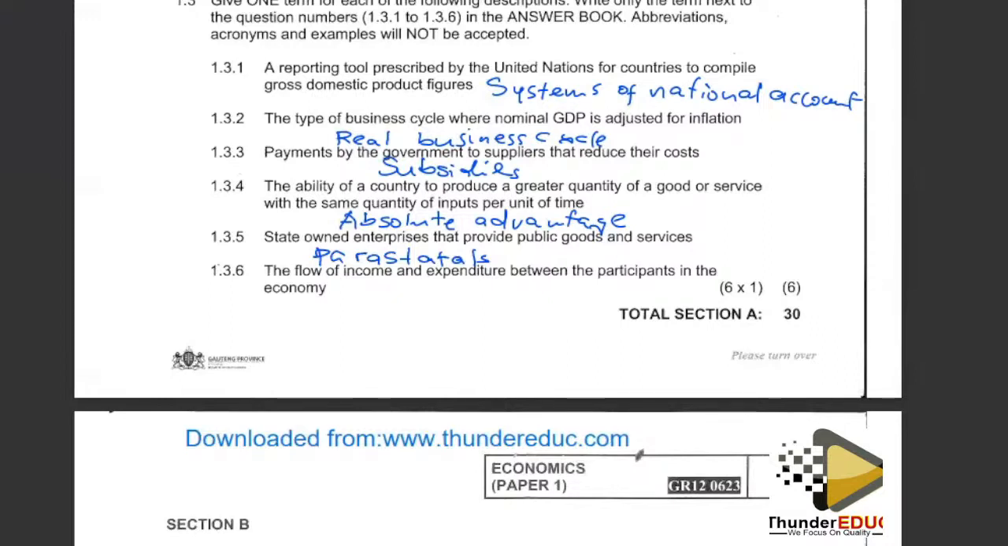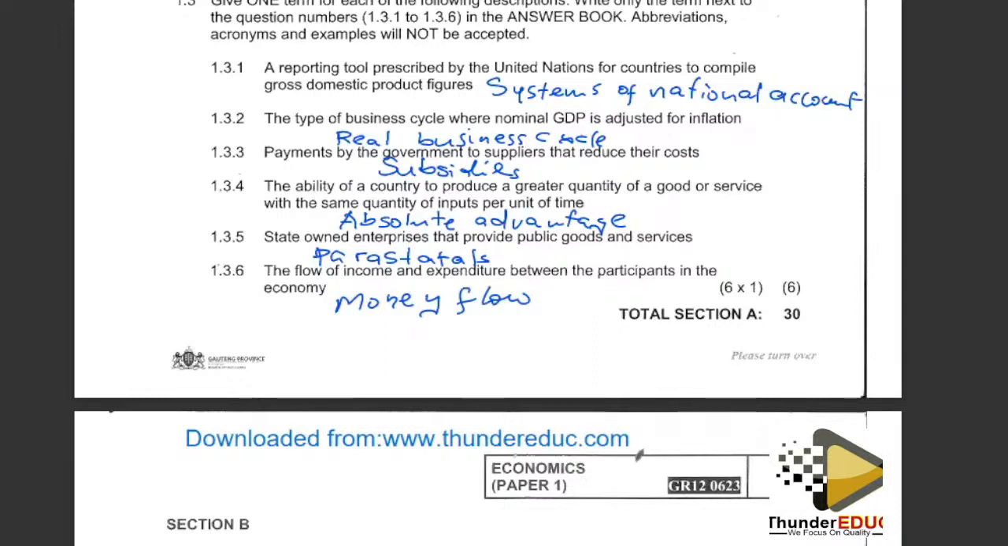And we also have what we call money flow. In money flow, we check the flow of income as well as the flow of expenditure or expenses. So the appropriate answer for this question is going to be money flow. And remember, grade 12s, this money flow takes the inside whenever you are drawing your circular flow model. The outside part of it is where we gauge what we call the real flow.